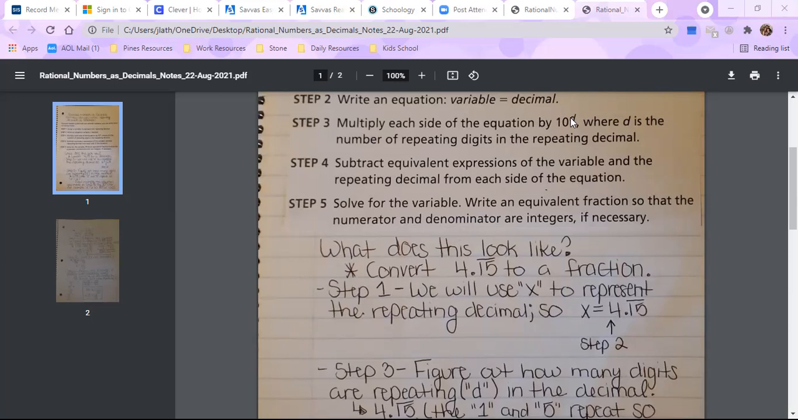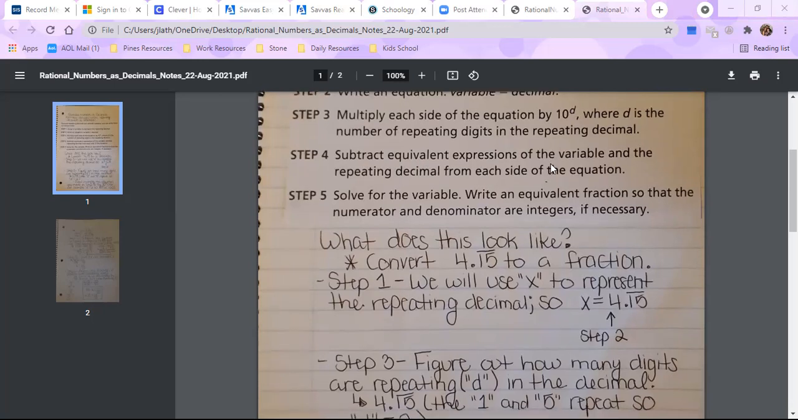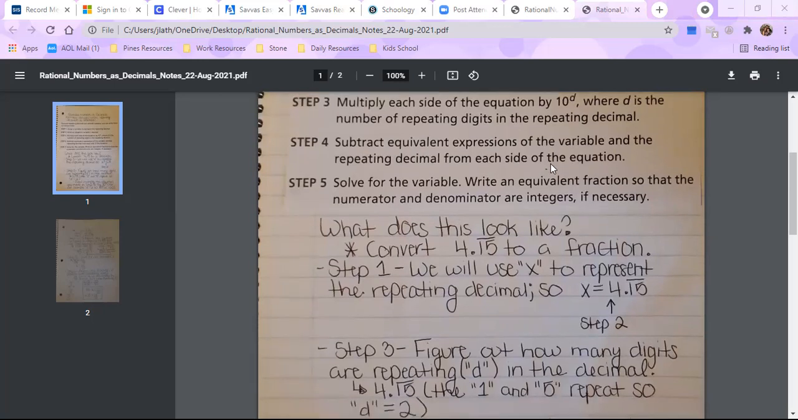Okay. Once you do that, sorry, let me erase. It's been a minute since I've had to toggle around on these screens, so you're going to have to be a little patient with me, but I'm doing it. You're going to subtract equivalent expressions of the variable and the repeating decimal from each side of the equation. You're basically now solving for X. And then, like I said, you write an equivalent fraction and reduce.